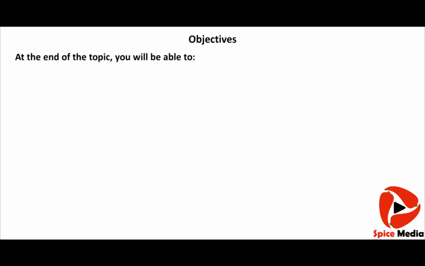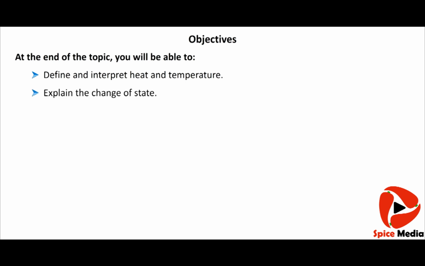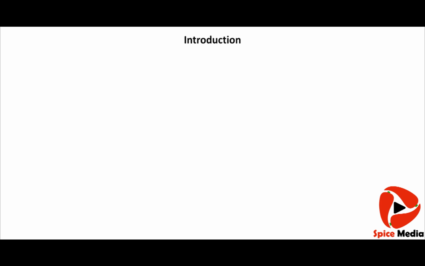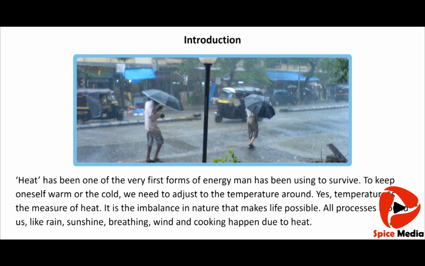At the end of the topic, you will be able to define and interpret heat and temperature, explain the change of state, study the effect of heat on physical and chemical properties of the substances, demonstrate thermal expansion in solids, liquids, and gases. Heat has been one of the very first forms of energy man has been using to survive.